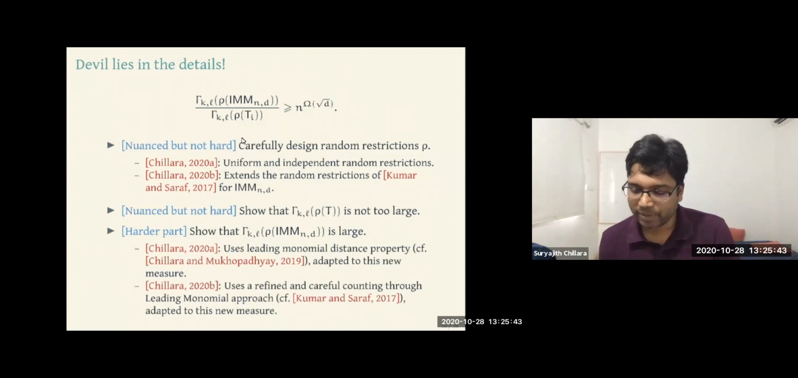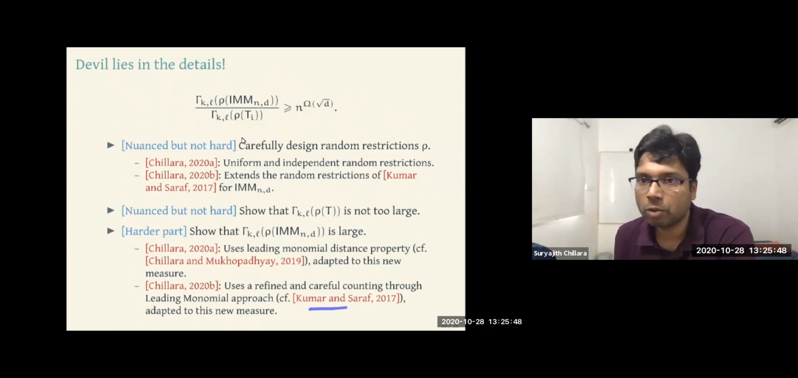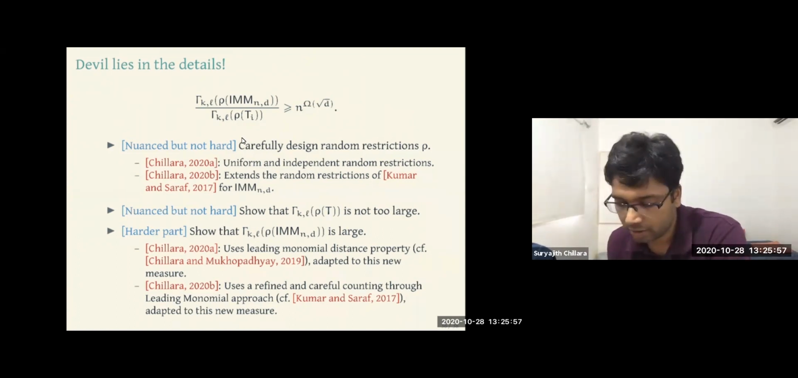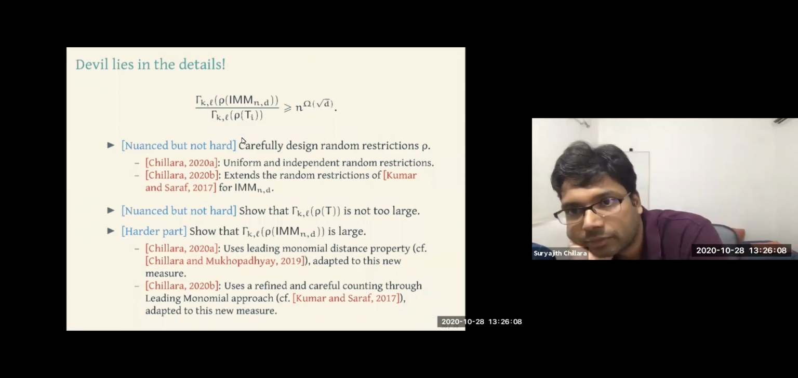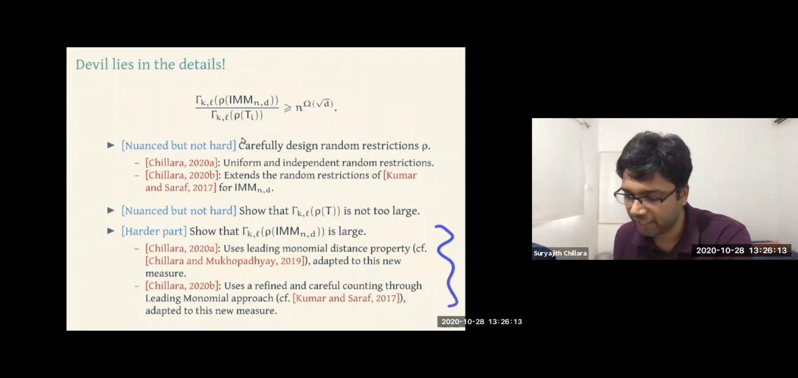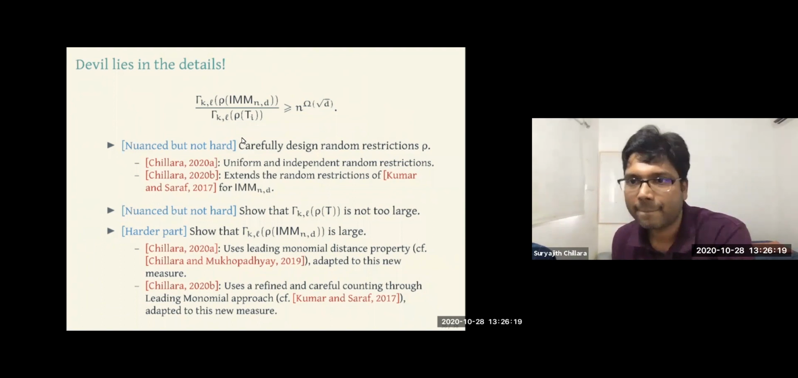The harder part is to show that the measure is really large for the polynomial of interest. This is a refined analysis of Kumar and Saraf, where they prove lower bounds for IMM for homogeneous depth 4 circuits. They show exponential lower bounds for homogeneous depth 4 circuits computing IMM_{n,d}. So we do a careful analysis of that and obtain what we need. There are a lot of details, and this part is the major chunk of the paper. So that is where I want to stop with respect to this.